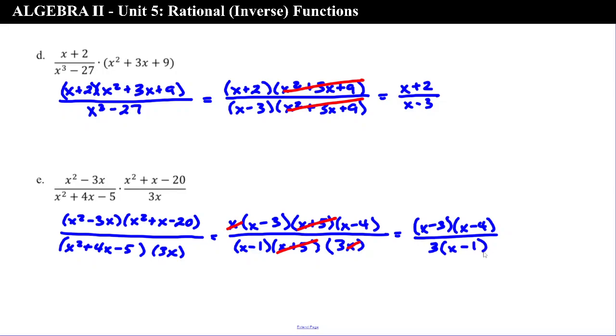So that's just a little bit of how you do multiplication. You basically factor the top and the bottom, see what cancels, and simplify from there. All right, let's move on to the next step.